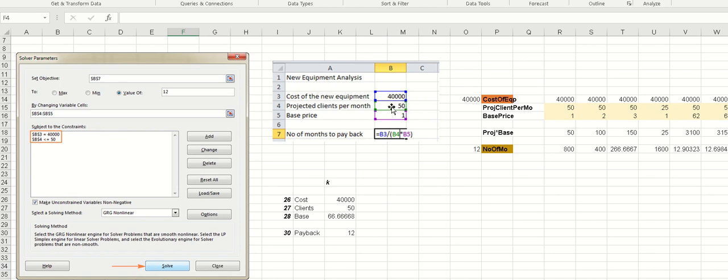You have your client base. In this case, the base price is 1, meaning in this particular formulation, I have 50, so 40,000 divided by 50, and the base price is 1. Suppose I make the base price 2. Let us look at this example.